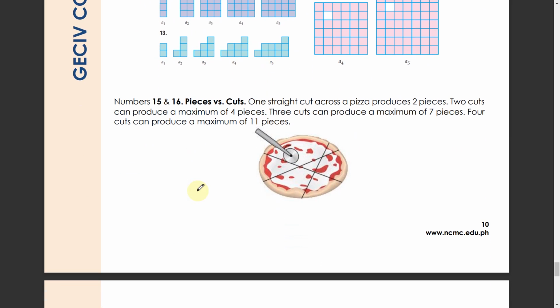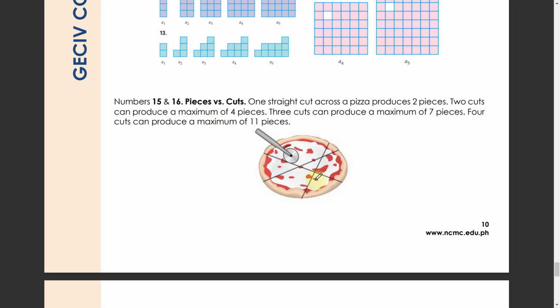So for 15 and 16, this is the pieces versus cuts. One straight cut across the pizza produces two pieces. It is similar to the concept in a circle. If you have two dots, that means one segment, and it divides into two regions. So one straight cut on your pizza produces two pieces of pizza.